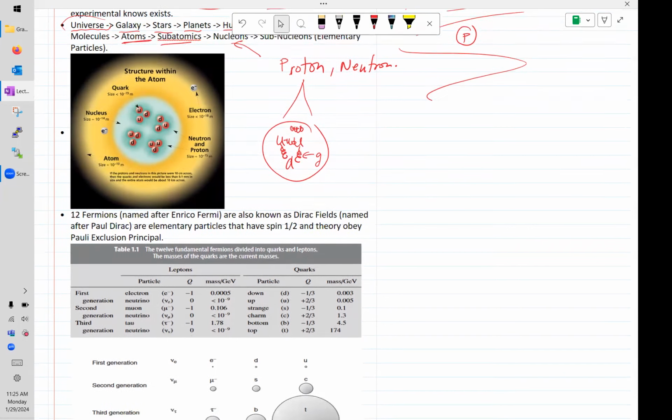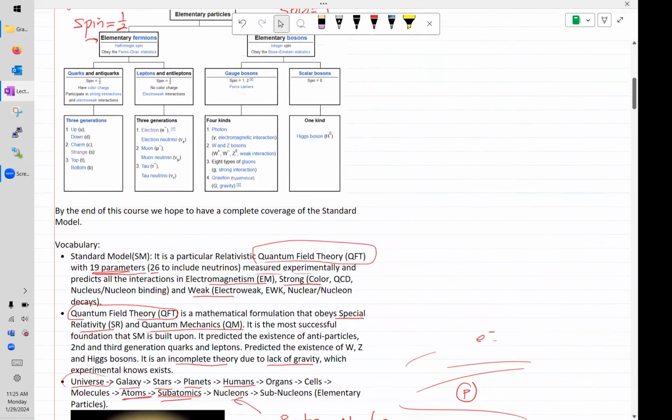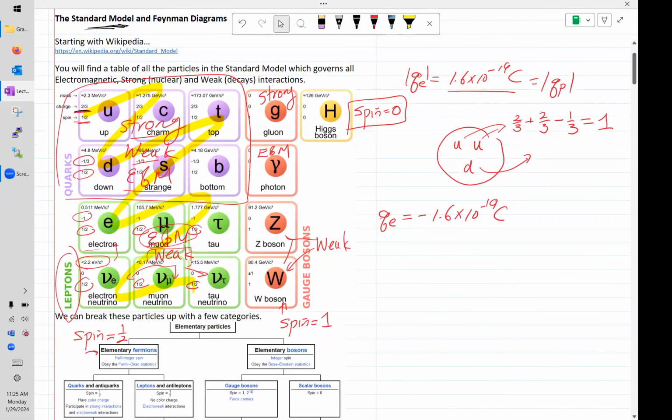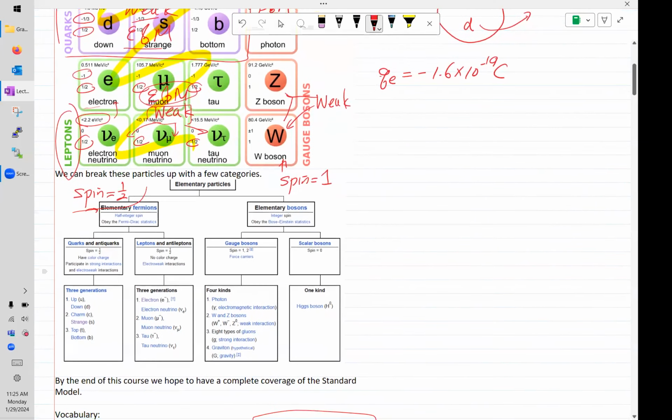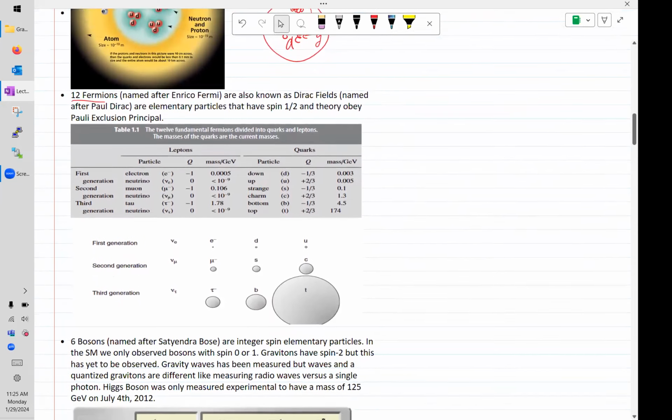Okay. As I mentioned, there are 12 fermions. So remember up here, all the stuff on the left, all the quarks, all the leptons, they're considered fermions, and they're special because they all have spin 1/2. And here's the list in the textbook of all the fermions. We're not going to go through all of them, so you should read that yourself.